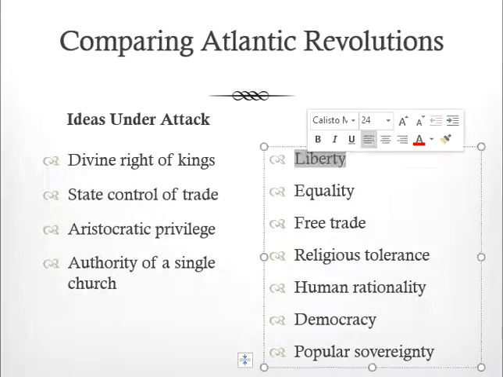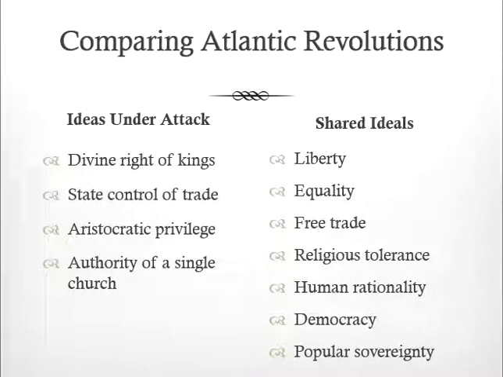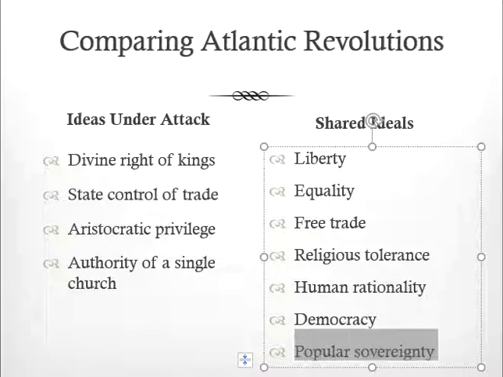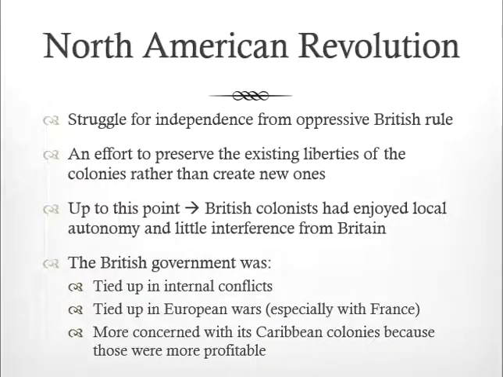Ideas that they wanted were liberty, equality, free trade with whomever they would like, religious tolerance, freedom of religion, human rationality, democracy, and popular sovereignty, the idea that the people should have a say in their future and in their government. These are going to be ideas that we're going to see in almost all of the Atlantic revolutions.